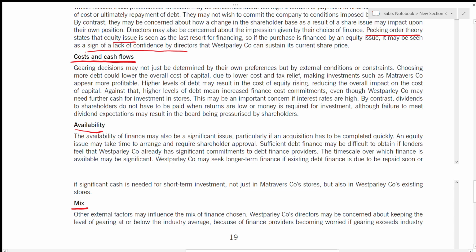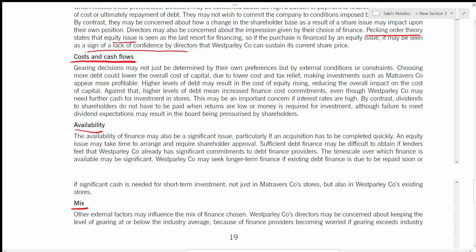equity rather than debt. Sufficient debt finance may be difficult to obtain if lenders feel that West Parle already has significant commitments to debt finance providers. If already so much debt is taken, it's difficult to extend more debt. So the time scale over which finance is available may be significant. West Parle may seek longer term finance if existing debt finance is due to be repaid soon, or if significant cash is needed for the short term investment, not just in this store but also in West Parle's existing stores.